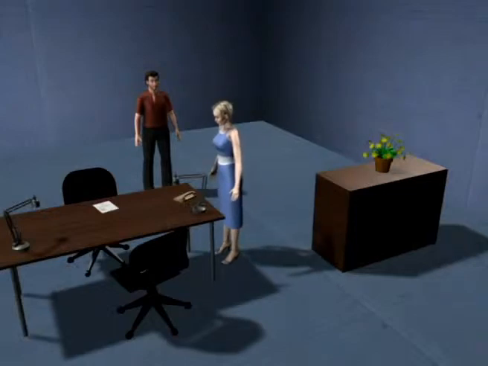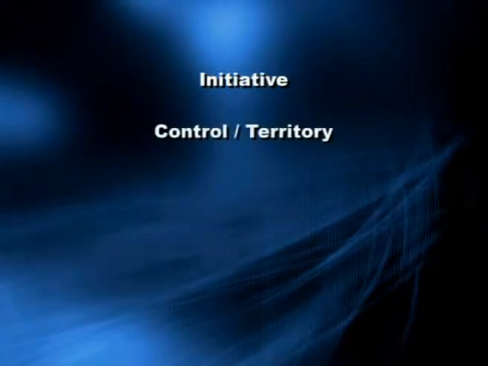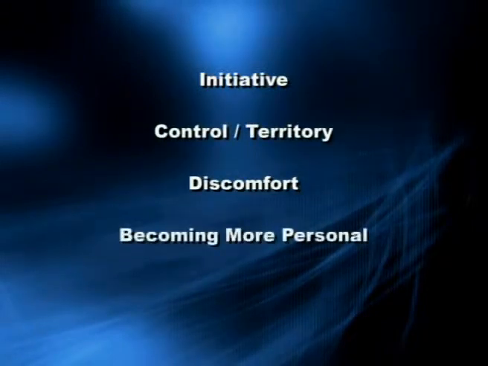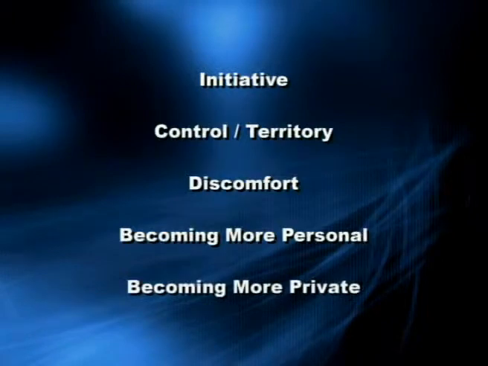One place to get ideas is by watching the rehearsals and notice when the actors feel like moving. But what we want to do in this chapter is build a list of motivations that we can use to write blocking that makes sense without any input. Characters move for the same reasons that people do, and the vast majority of movement falls into these categories: initiative, control or territory, discomfort, becoming more personal, and becoming more private.